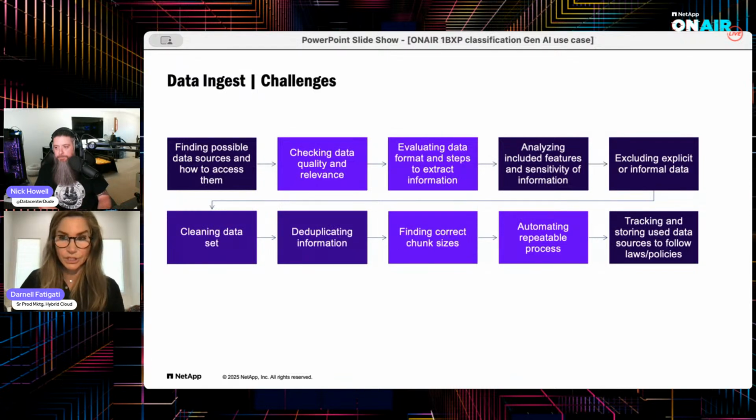Exclude any kind of explicit or informal data, or PII sensitive data too, that you don't want. Yeah, cleaning it. So getting that data set, figuring out, all right, what do I want to include? What do I want to exclude? Maybe it's understanding what you want to exclude and either deleting it, or creating a clone and then deleting the data out of that clone so that you have a clean data set.